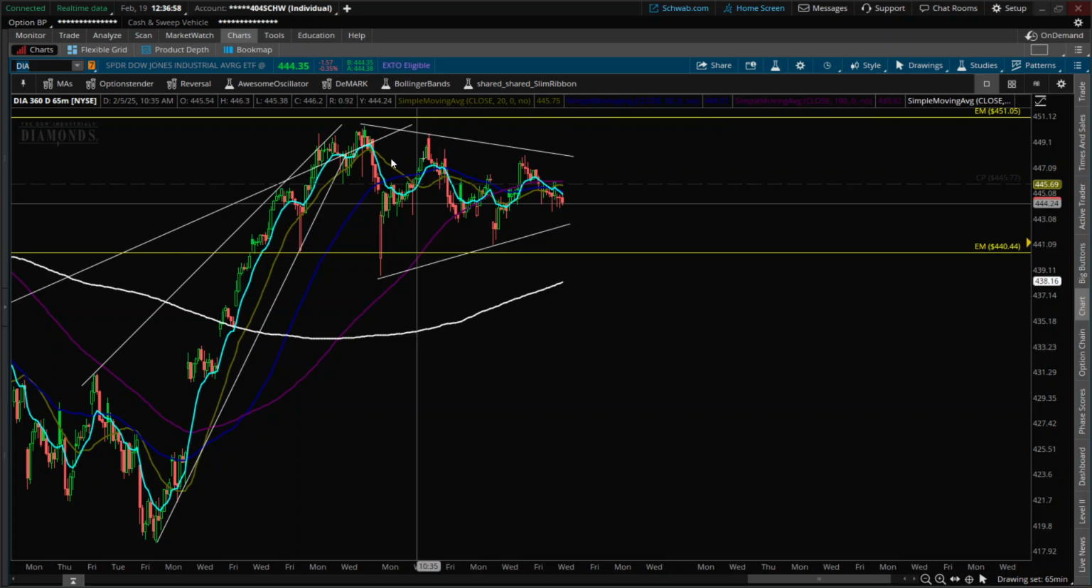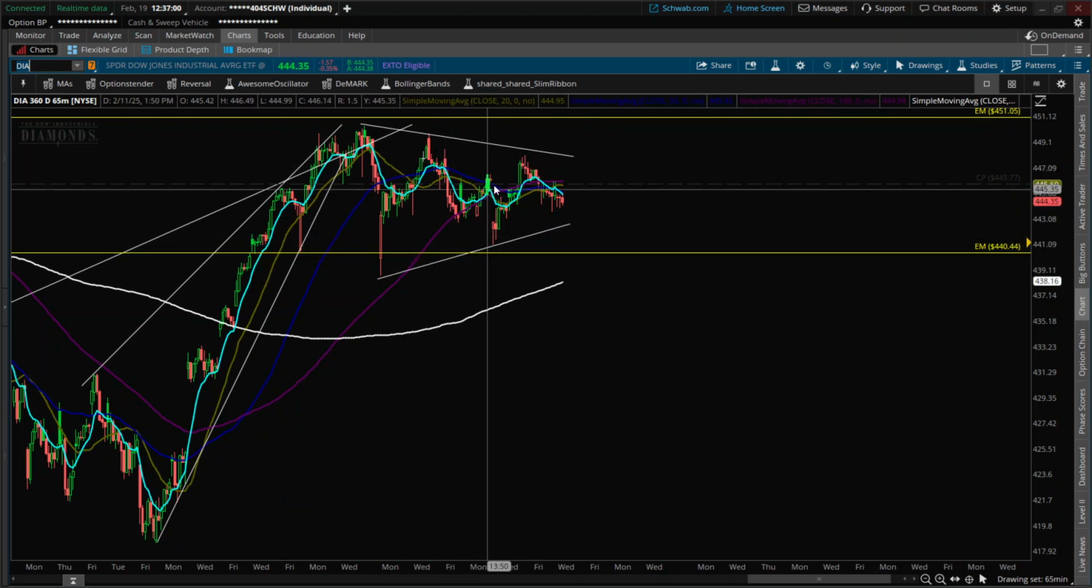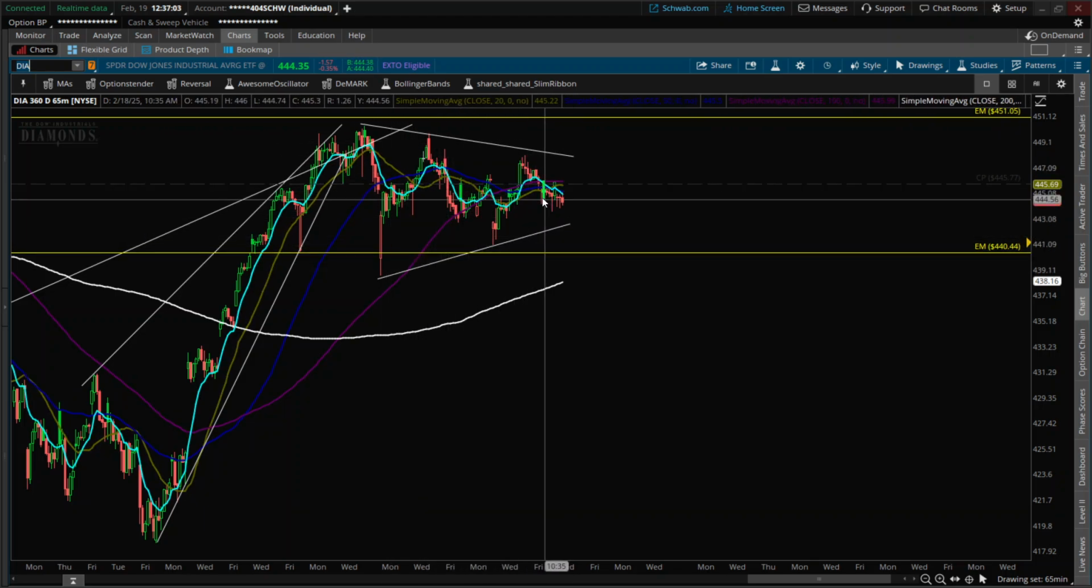DIA, we're waiting to see how this triangle or this equilibrium resolves, and that will help us see what is happening with the rest of the market. VIX.